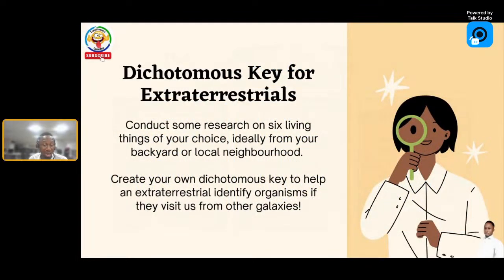Don't let us forget, this next slide says dichotomous key for extraterrestrials. Conduct some research. This is more or less like an assignment. Conduct some research on six living things of your choice in your area, ideally from your backyard or local neighborhood. Create your own dichotomous key to help an extraterrestrial identify organisms if they visit us from other galaxies. So this is more or less an assignment for you. Just do a survey, do a kind of research, and create your own dichotomous key. You can make it a tree like that. Research six living things of your choice in your neighborhood.